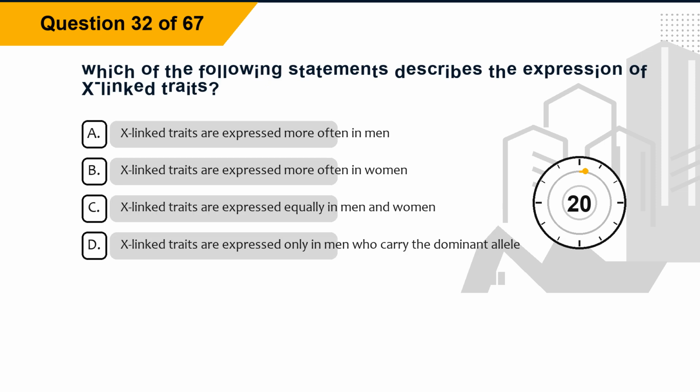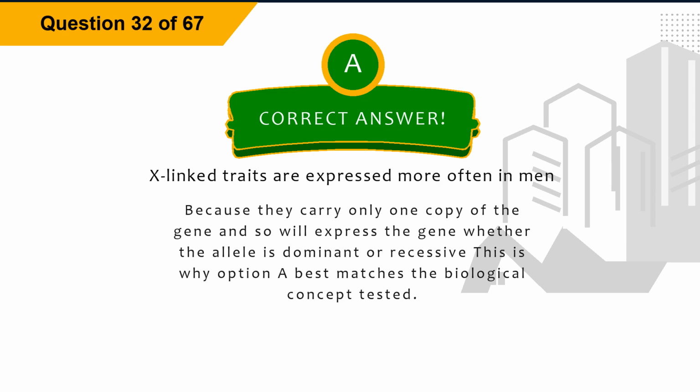Question 32. Which of the following statements describes the expression of X-linked traits? Option A, X-linked traits are expressed more often in men. Option B, X-linked traits are expressed more often in women. Option C, X-linked traits are expressed equally in men and women. Option D, X-linked traits are expressed only in men who carry the dominant allele. The correct answer is option A, X-linked traits are expressed more often in men. Explanation. Because they carry only one copy of the gene, men will express the gene whether the allele is dominant or recessive. This is why option A best matches the biological concept tested.